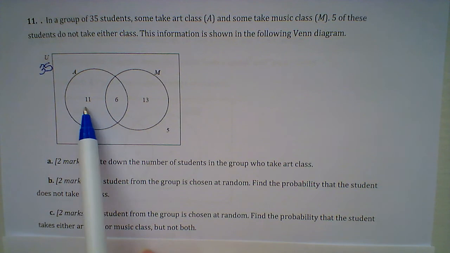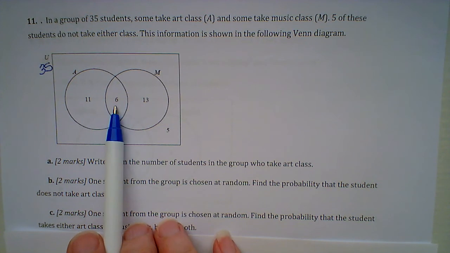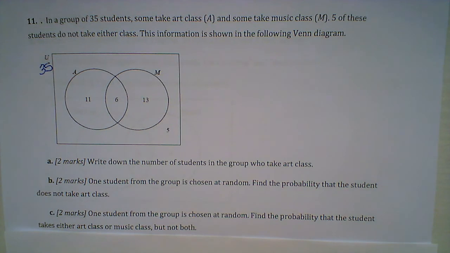So let's see. I have 11 in this section, and this section is the only A. So notice these 11 are not in circle M at all, but they are in circle A. So these are students who only take the art class. I've got 6 students in the middle, and we've talked before that that middle piece is in the arts, and it's also in the music. So these 6 students are taking both art and music.